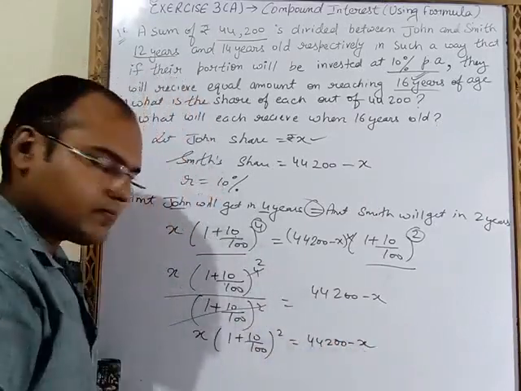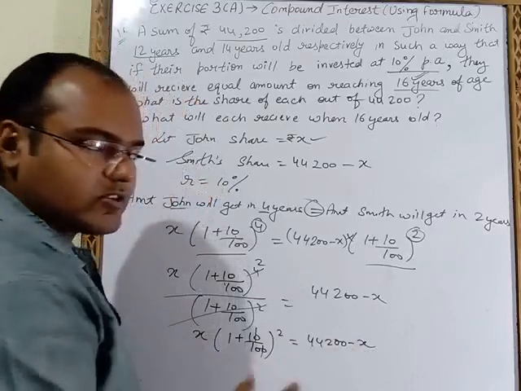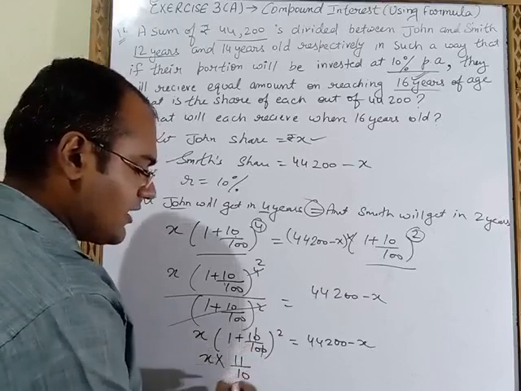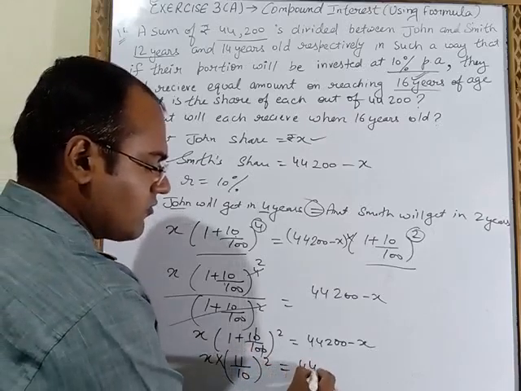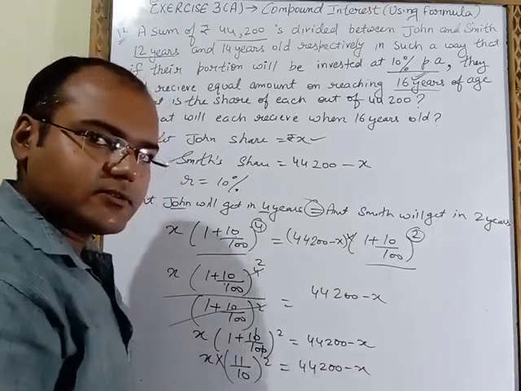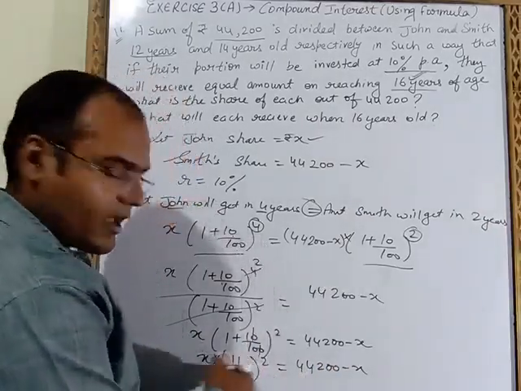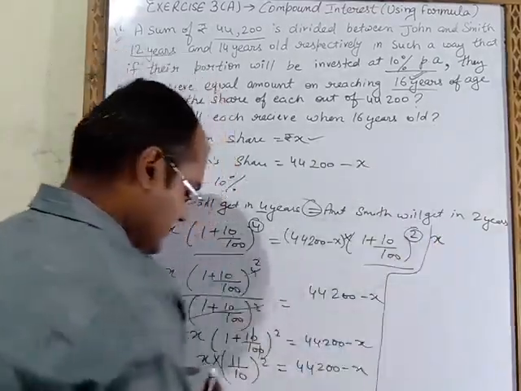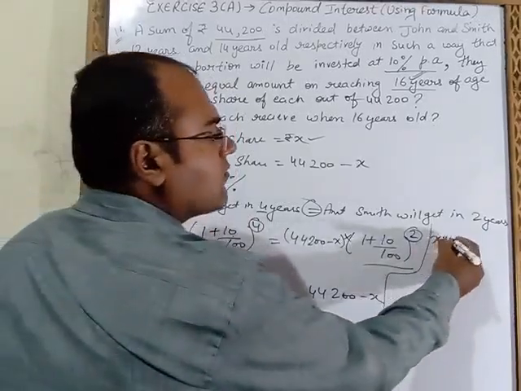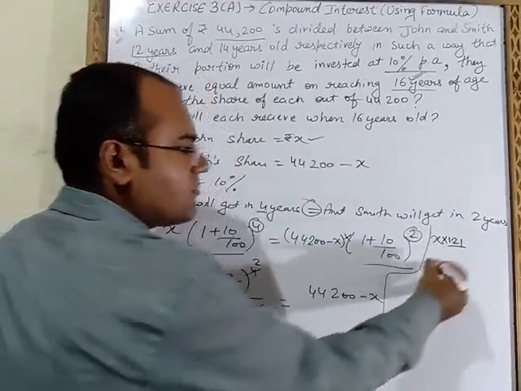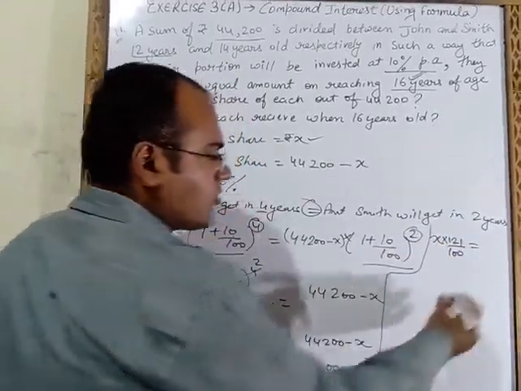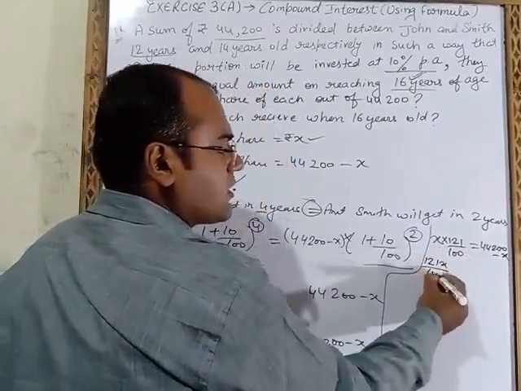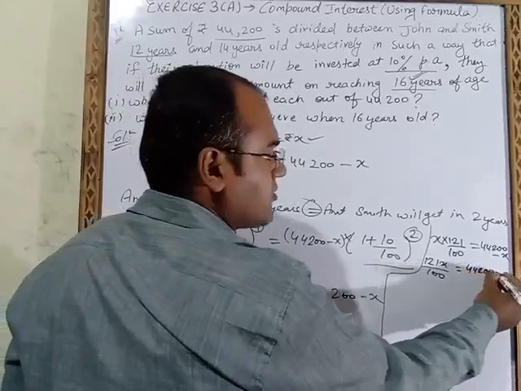minus x. Now these two 0 will also get cancelled. So x multiply, on solving these two, 11 upon 10 whole power 2 is equal to 44200 minus x. Now we will open this square. X will be as it is. 11 square will be 121 upon 10 square will be 100 is equal to 44200 minus x. On multiplying it, 121x upon 100 is equal to 44200 minus x.